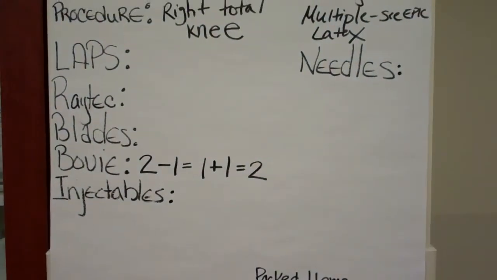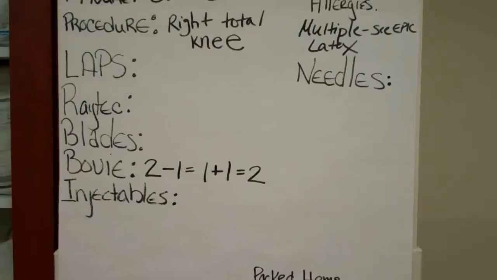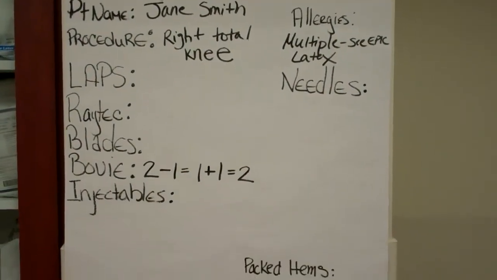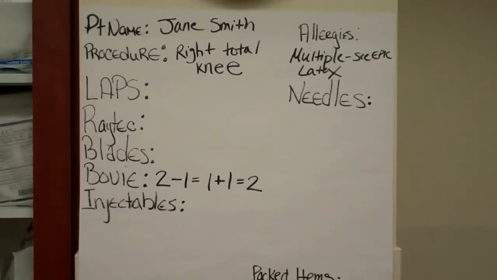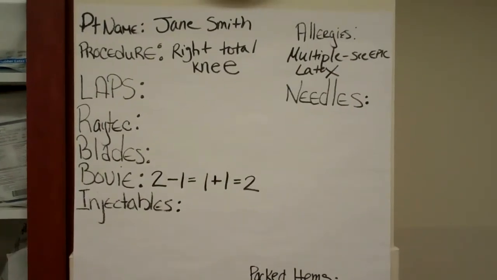The circulator should erase the patient information from the board when the case is complete and all of the accounting has been completed. This is to help maintain HIPAA and to prevent errors.